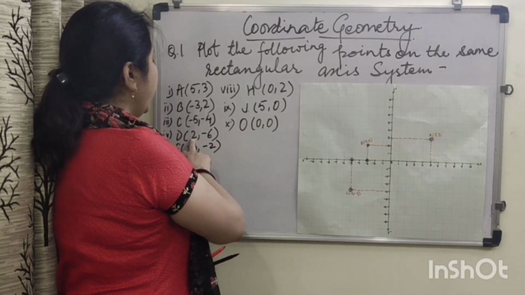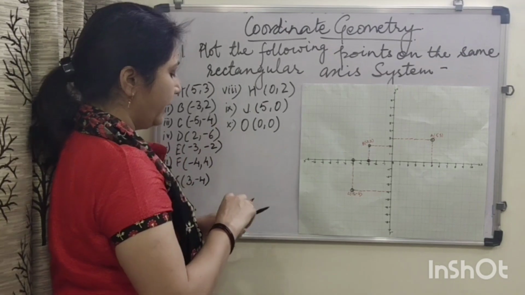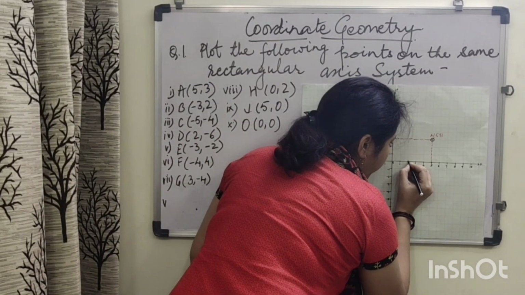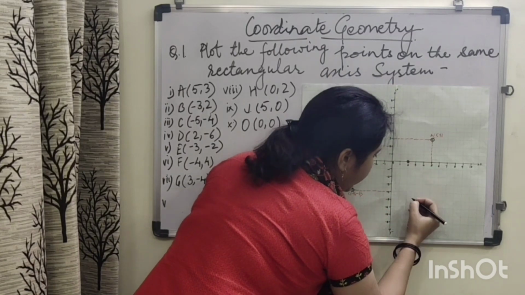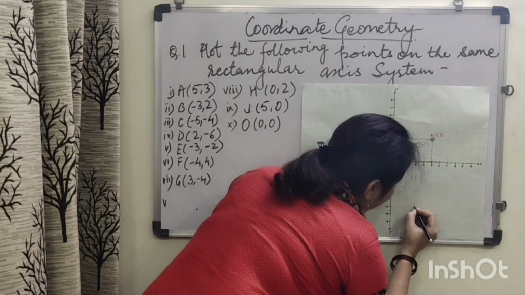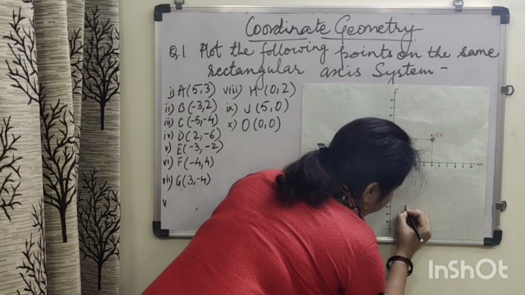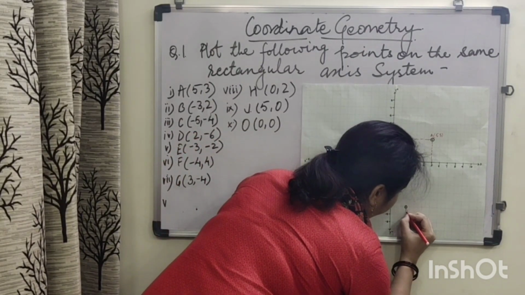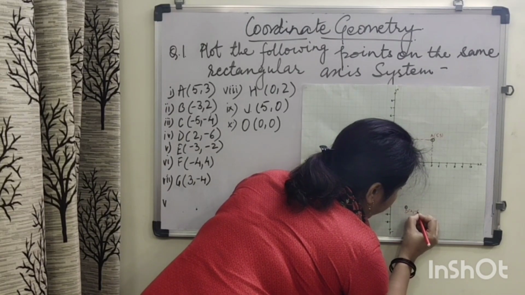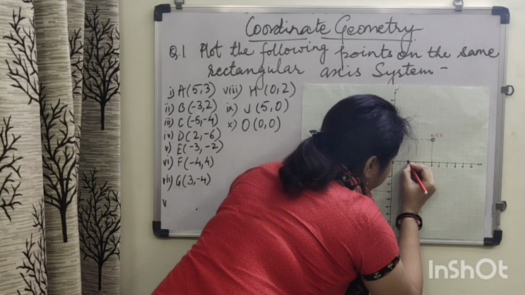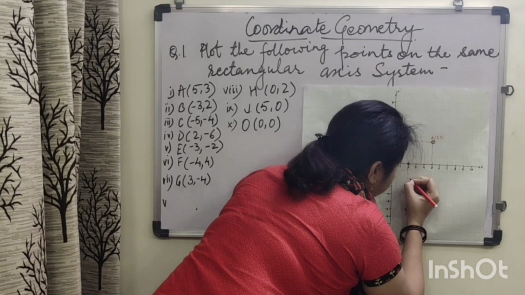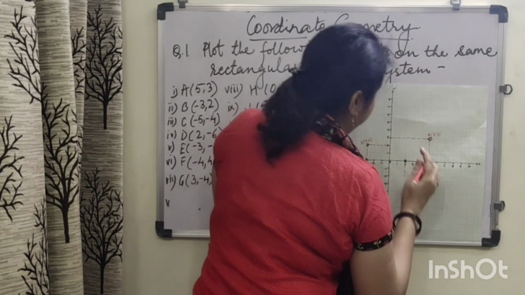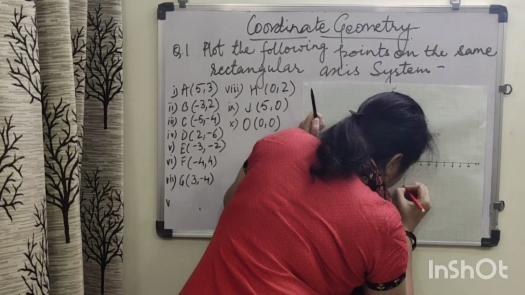The next comes (2, -6). Children, again you can see x is positive but y is negative. So first we go to the x value, that is 2. From there you come vertically down till -6. This is your point D, that is (2, -6). From here you drop a perpendicular on both the x-axis as well as the y-axis.